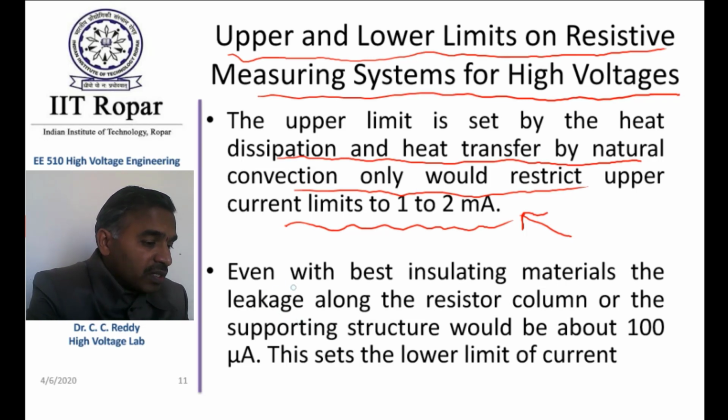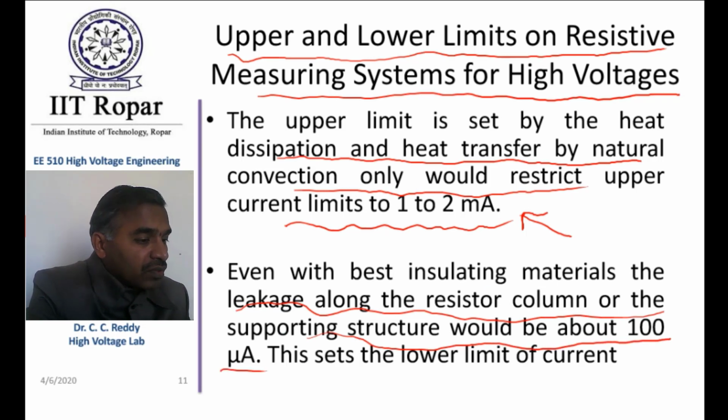Now one more problem, which sets the lower limit, is that even with the best insulating materials, the leakage along the resistor column or the supporting structure would be around 100 microamperes. So the minimum current that the source has to supply is 100 microamperes. So this is the minimum limit, and it sets the lower limit of current.